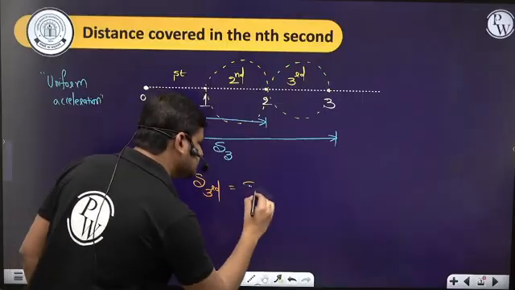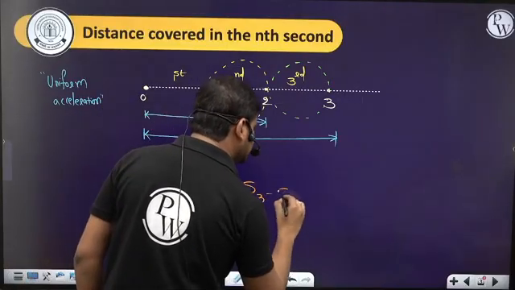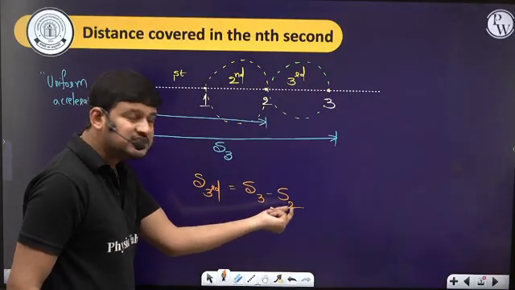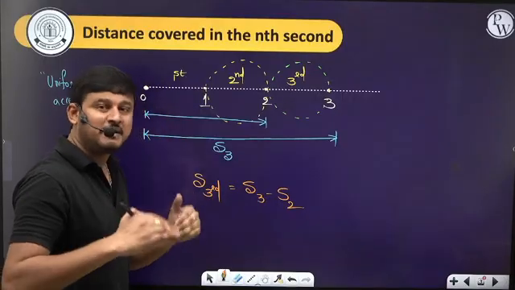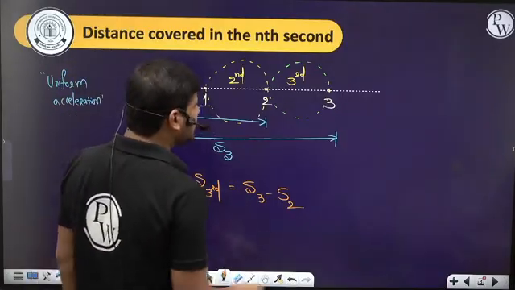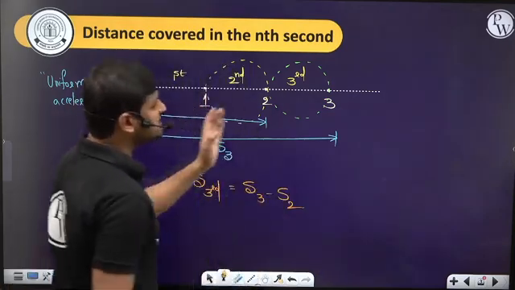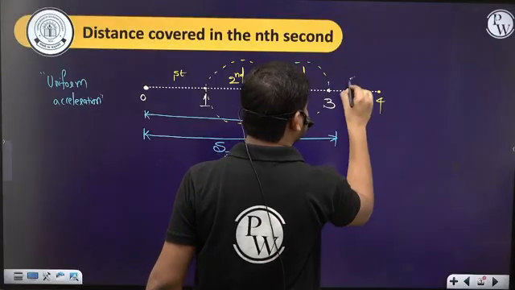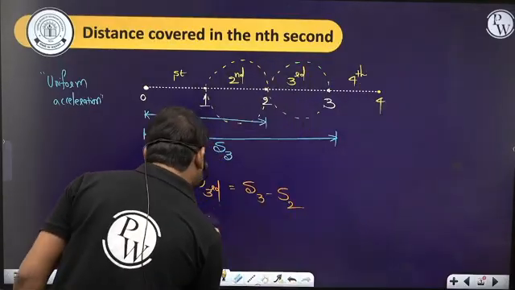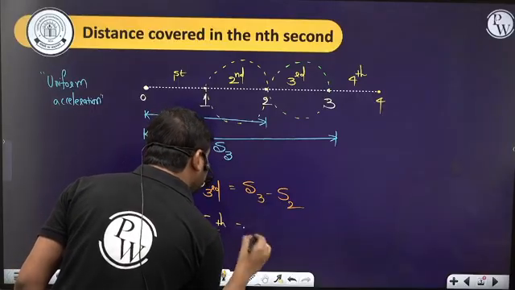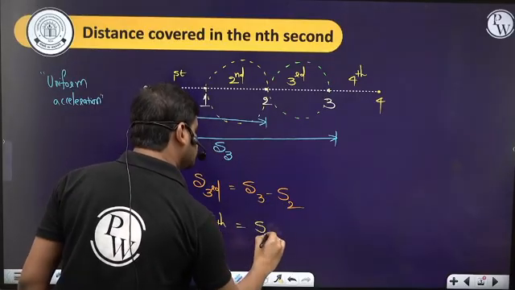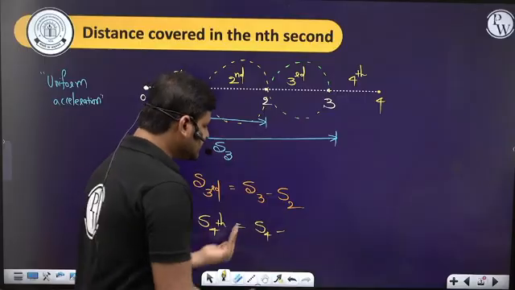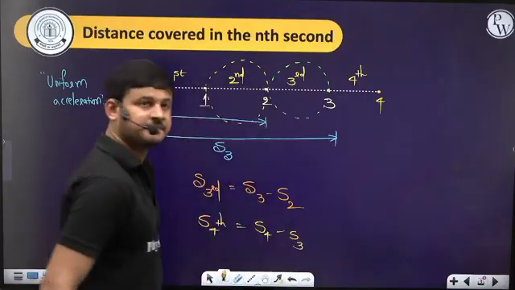That's why the distance traveled in 3 seconds minus the distance traveled in 2 seconds. This 3 means in 3 seconds, this 2 means in 2 seconds, third means in that particular third second, right? Similarly, let's suppose we have to find the distance traveled in the fourth second. The body has traveled, this is the fourth second. So the distance traveled in the fourth second will be equal to the distance traveled in 4 seconds minus the distance traveled till the prior second, that is, till the third second.